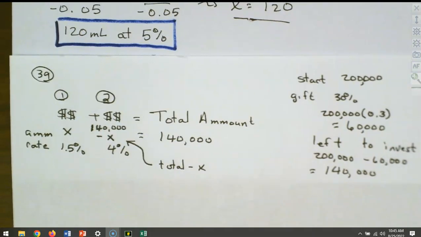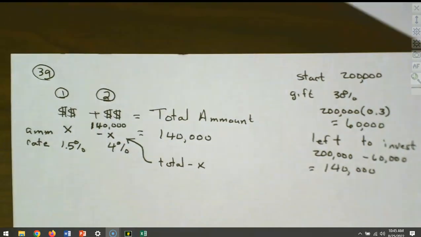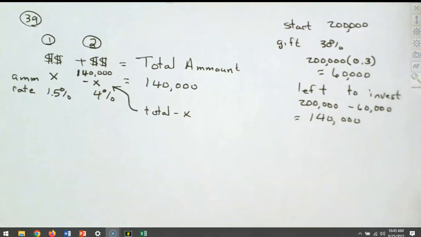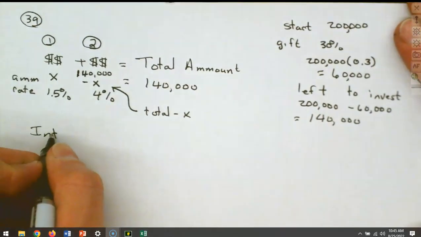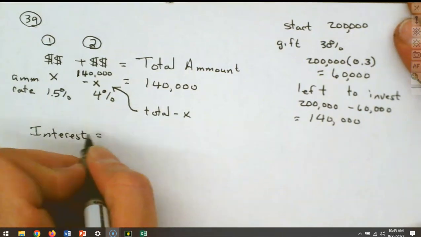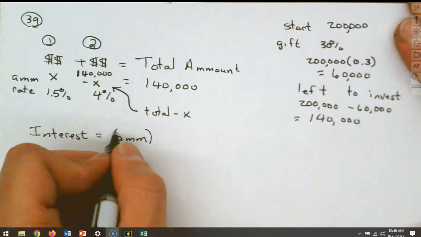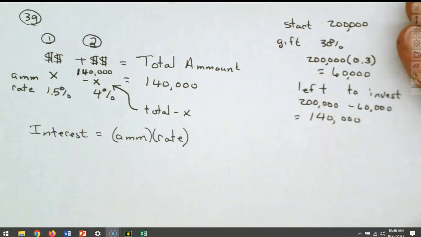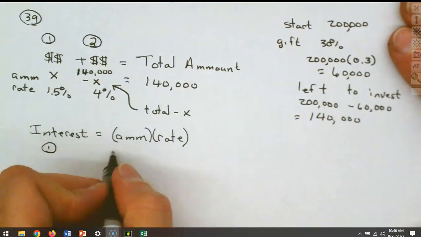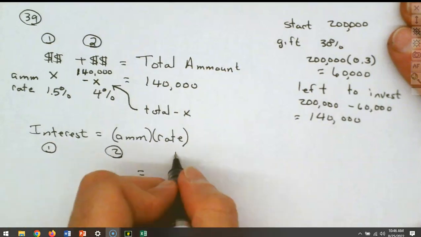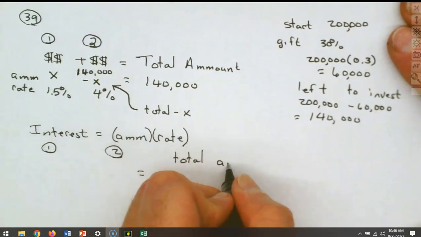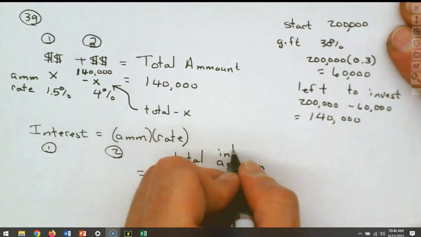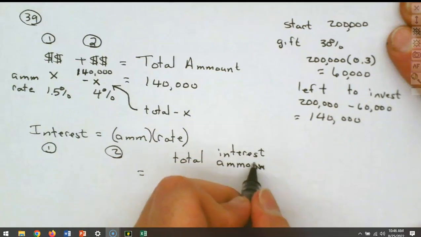Now we build our equation. And our equation is going to be built the exact same way that we did the last one with the pure. But we're looking at interest. And your interest is the amount times the rate. Okay, so the interest is the amount times the rate. Or not total amount, total interest. So let me scratch that up because this is going to be my total interest.